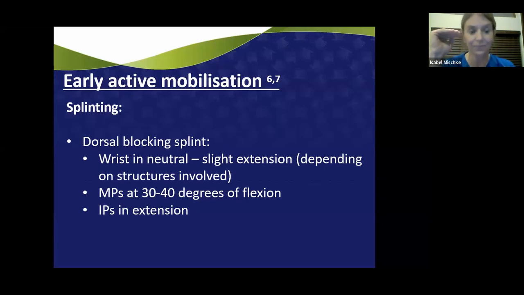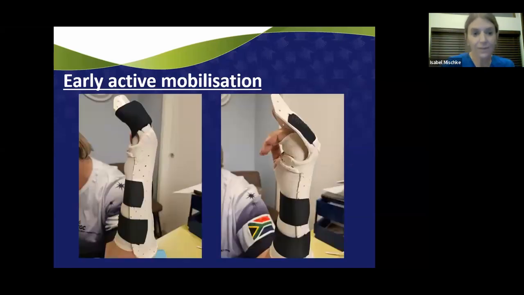I will show you the picture now. With the wrist in neutral, it could be in slight extension, but that depends on the structures involved. If you have wrist flexors that were also ruptured and resutured, or if you had nerves that were sutured under tension, then you must keep your wrist in neutral and definitely not in extension, but you don't have to put your wrist in flexion because then your work of flexion or your active insufficiency is going to be too much. Okay, then MPs at 30 to 40 degrees of flexion, IPs in extension.